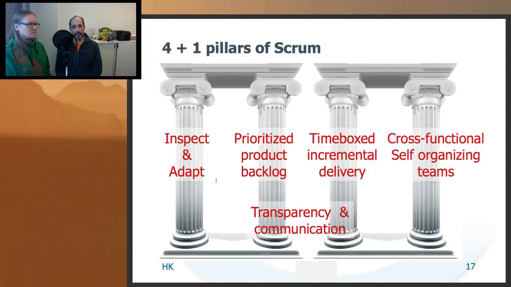Then you have a prioritized product backlog. Product backlog is the place where all the user needs or requirements in Scrum, most often talked about as user stories, are. So they are there in the product backlog. It's a list, but it's a prioritized list.